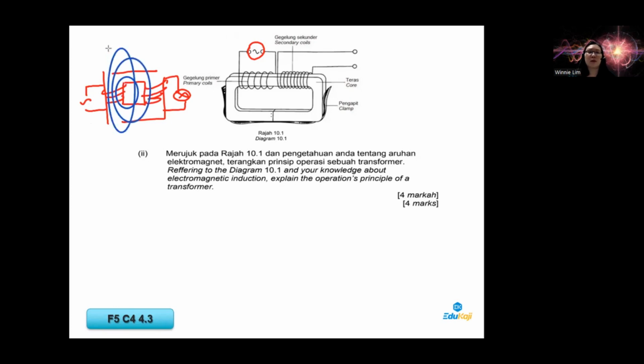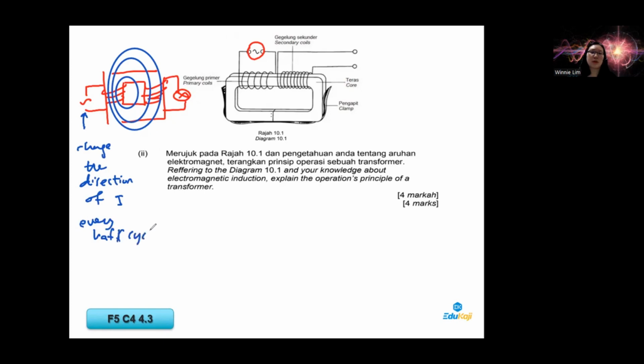Magnetic field. Then the magnetic field will cross over to the secondary coil, and the secondary coil is being cut. But what is meant by alternating current? Alternating current means they will change the direction of current every half cycle. That means, what happened to all these now?